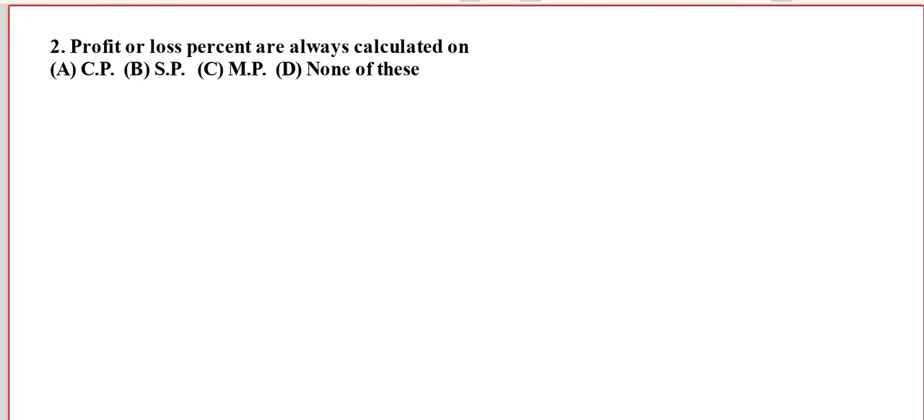Now let us see this next question. Profit or loss percentage are always calculated on... If I give you an example that I sold an article for 1200 rupees, will I get a profit or loss? We will not be able to say whether I will get a profit or loss if you know only the selling price, unless we know at what price I purchased it. That means unless we know the cost price, we cannot decide whether we will get a profit or loss. So that's the reason profit or loss is always calculated on the cost price itself. So the first option is the correct one for this question.